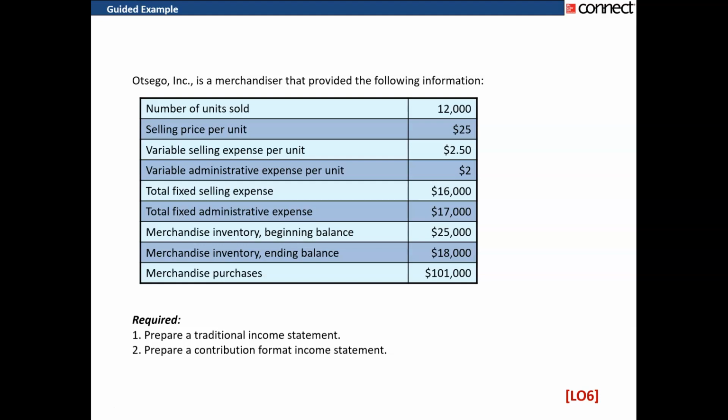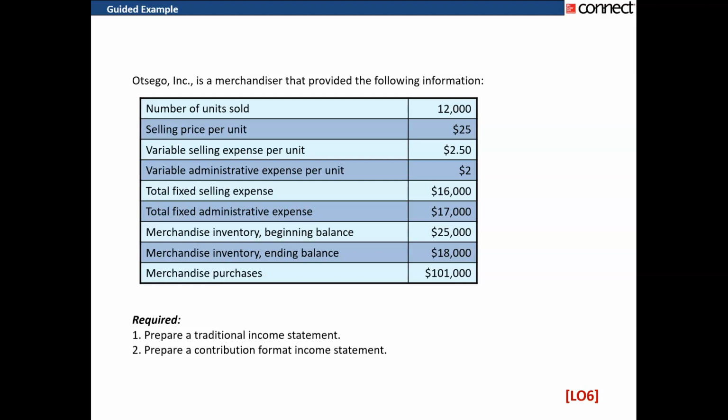Some other information that you need to know is what you started the period off with, what your beginning balance was on inventory, and then what your ending balance is in inventory. You also need to know what you purchased throughout the period.